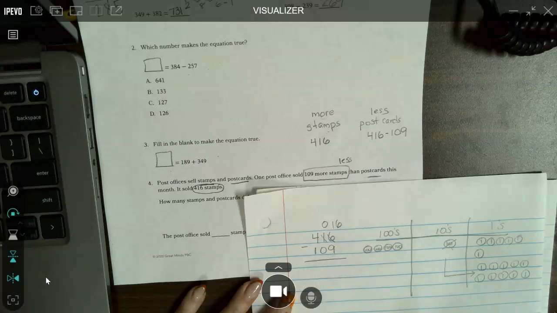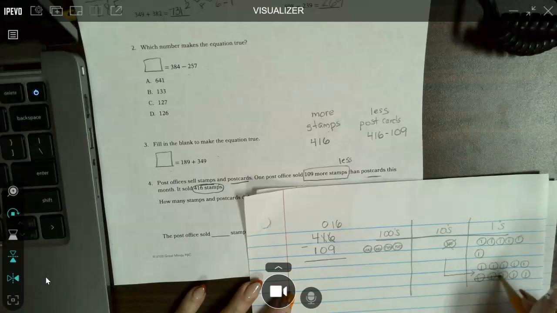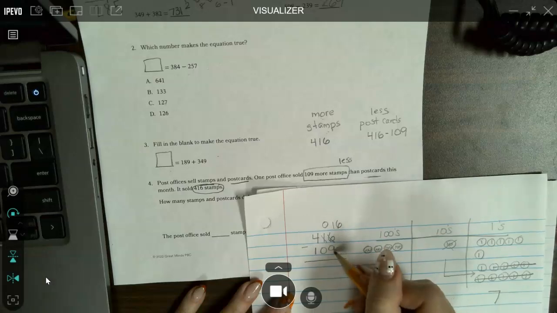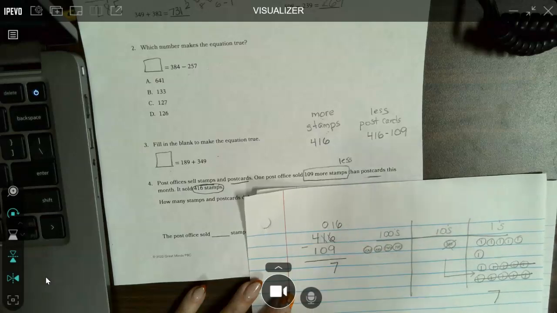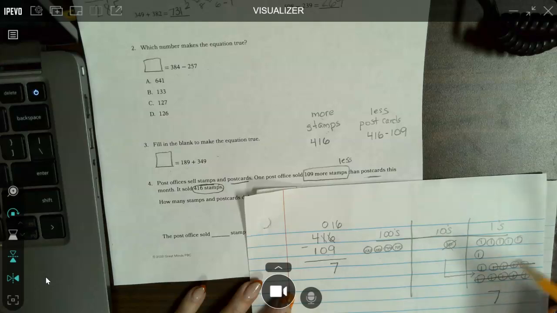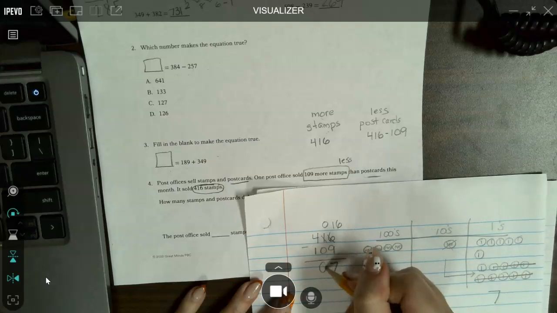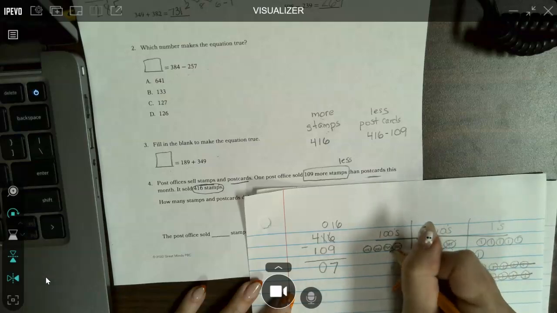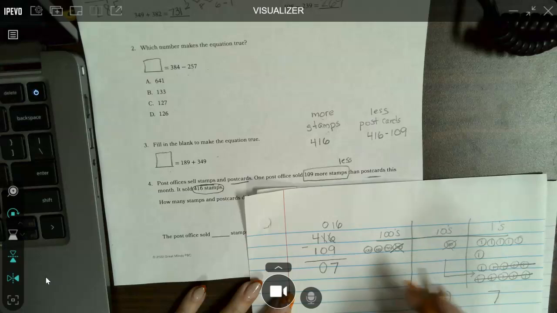16, take away 9. I'm going to take away 1, 2, 3, 4, 5, 6, 7, 8, 9. That leaves me with 5, 6, 7. 16 take away 9 was 7. 0 take away 0 is, of course, 0. And 4 take away 1 would leave me with 3.